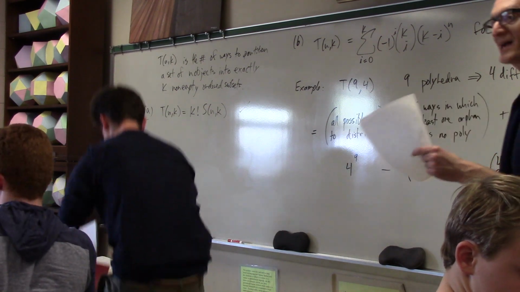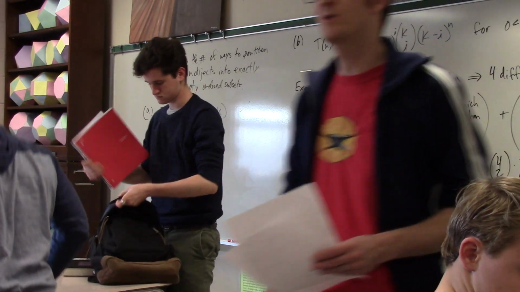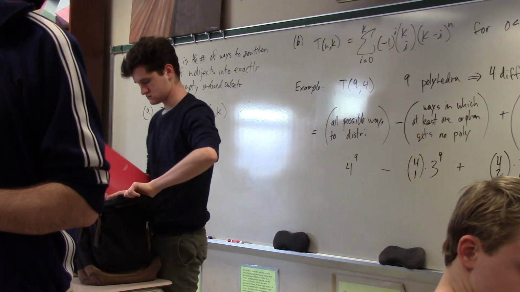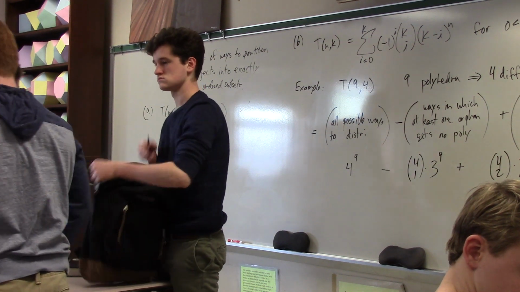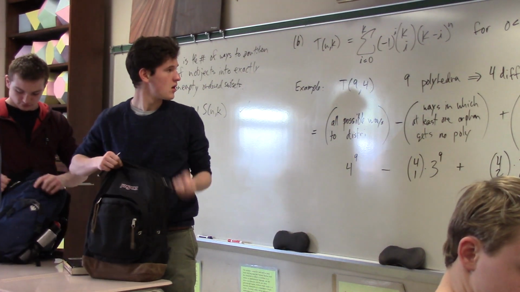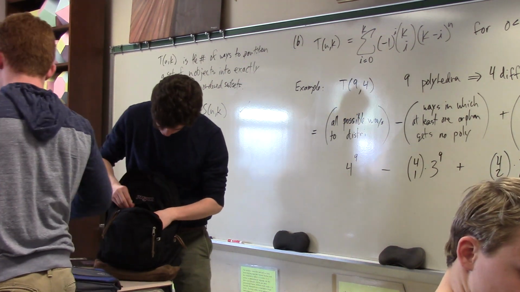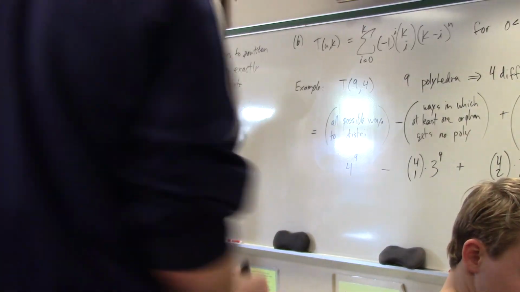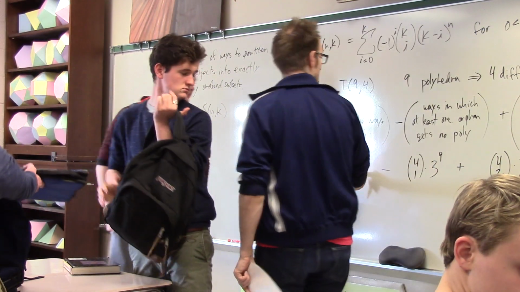You need to subtract out 4 choose 3, which is the number of ways to pick the 3 orphanages that receive no polyhedra, times 1 to the 9. It's prettier if I write it like that, and then the last term is 4 choose 0. Alright, good.